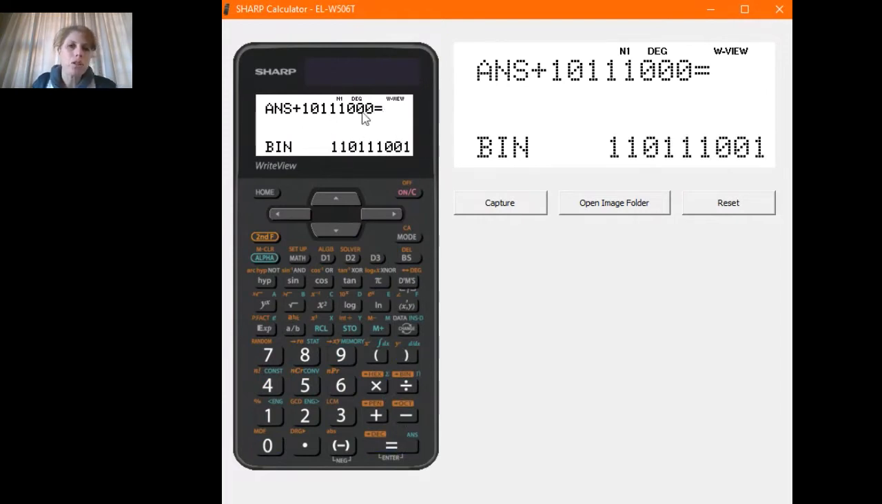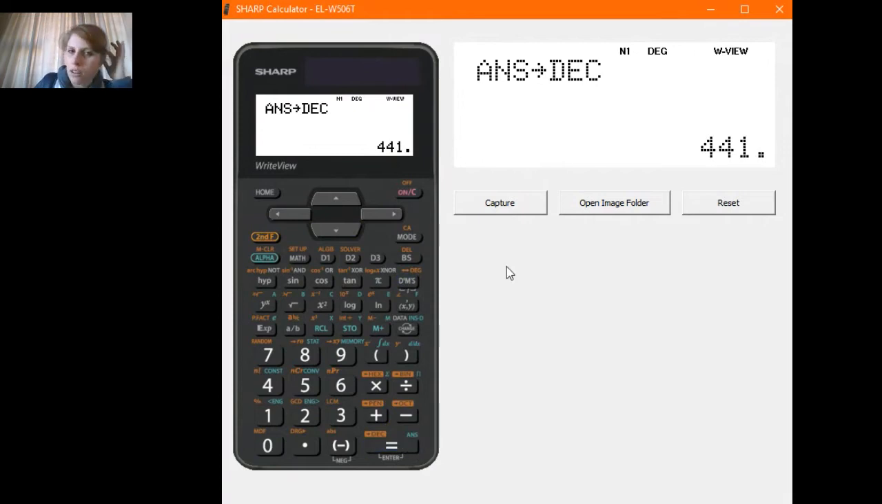Now, if we wanted to convert this binary number back into decimal format, all we would do is press second function and equals. You'll see there it says decimal, and we get an answer of 441. So that's binary numbers, which is really awesome.